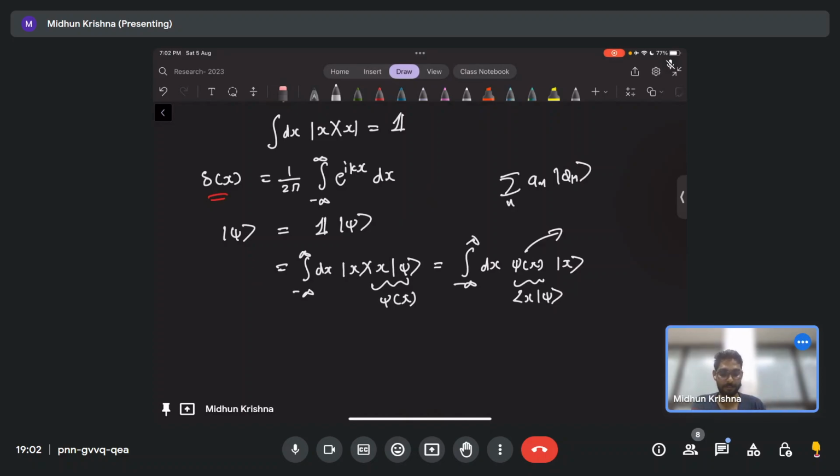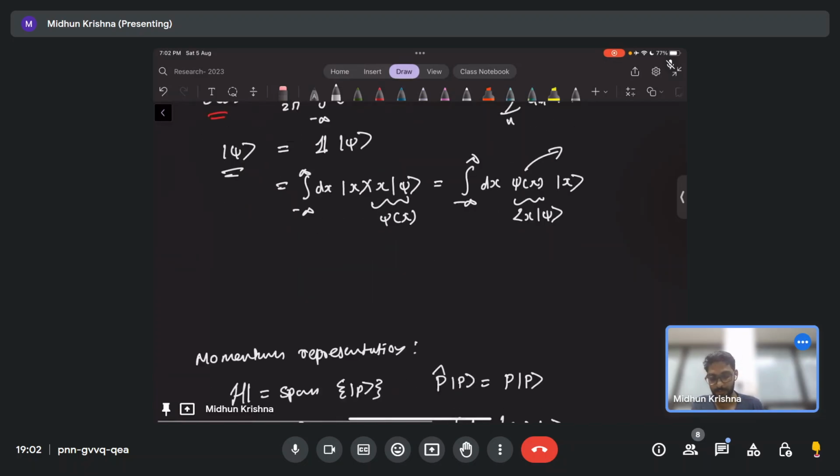But this is how it actually comes about. If I tell you what psi of x is for all possible x, I can tell you the exact quantum state psi. They're equivalent ways of describing the system. So this is if I chose position as a basis.